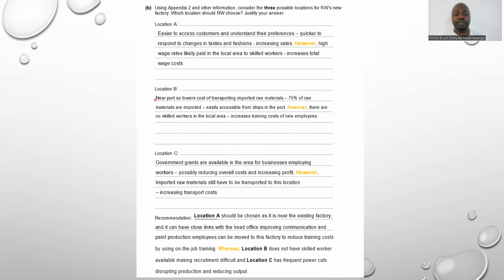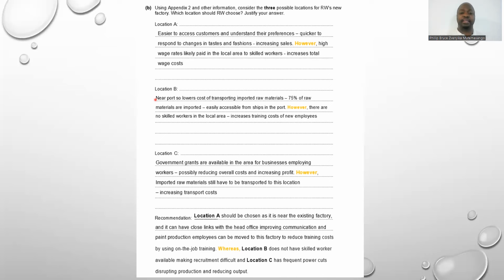It's near to the port, so the cost of transporting the raw materials that have been imported is lower. That's a benefit, yes. And then what? So 75% of raw materials are imported. That's also your application there, which leads to them having easy access from ships in the port. Your analysis. All right, an application should be very much clear.